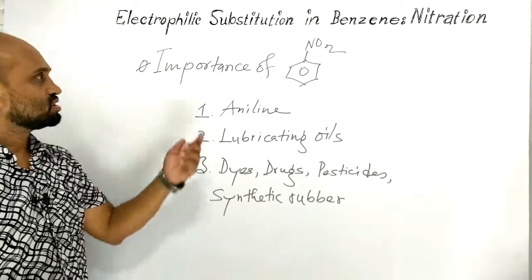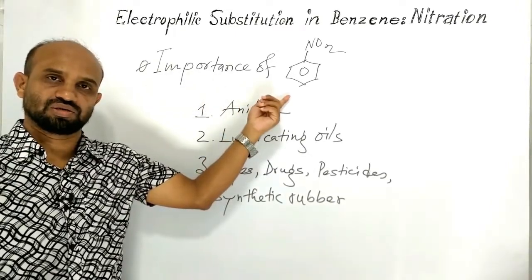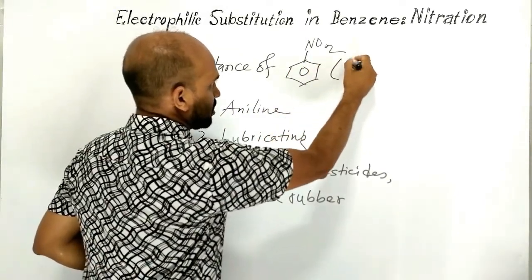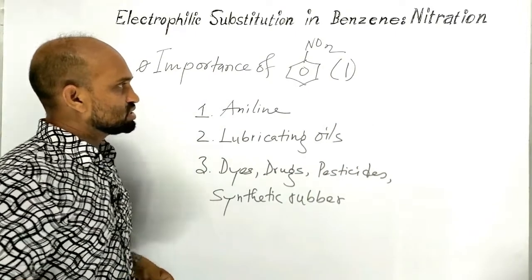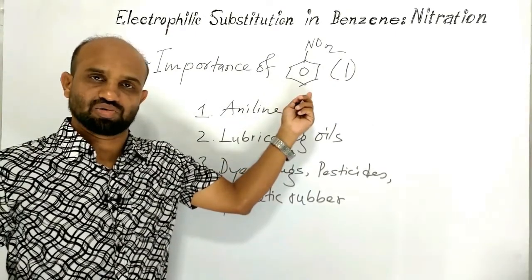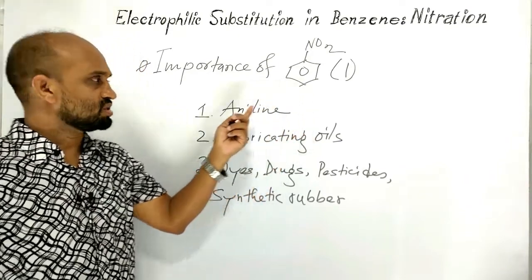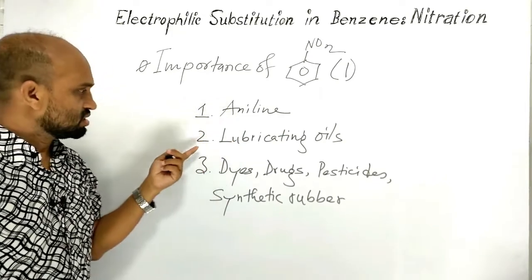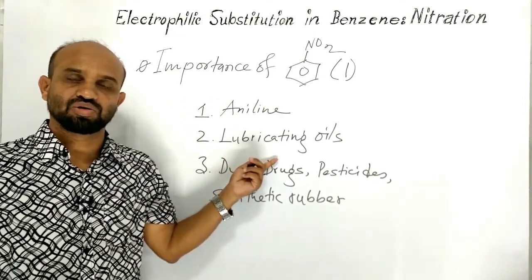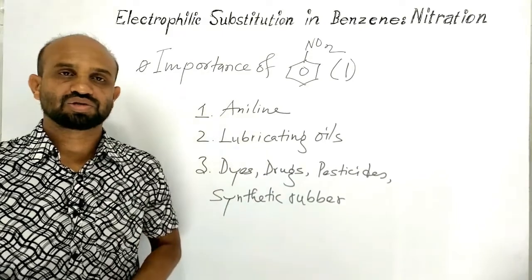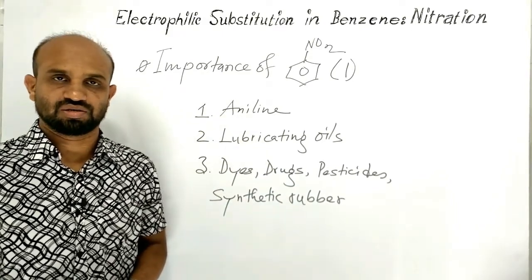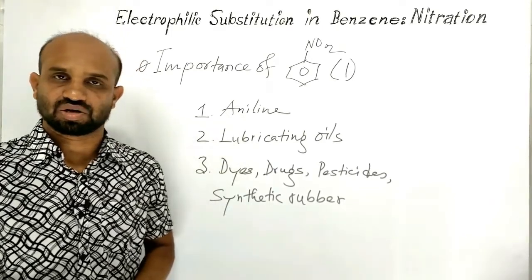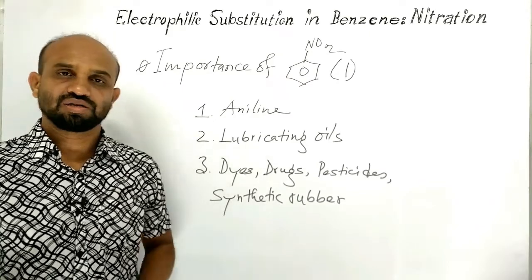Now the point is importance of nitrobenzene. Nitrobenzene is pale yellow to dark brown liquid which is slightly soluble in water. This nitrobenzene is basically used to produce aniline. It is used to produce lubricating oils that are used in motors and machineries. Number 3, nitrobenzene is used to produce dyes, drugs, pesticides and synthetic rubber.